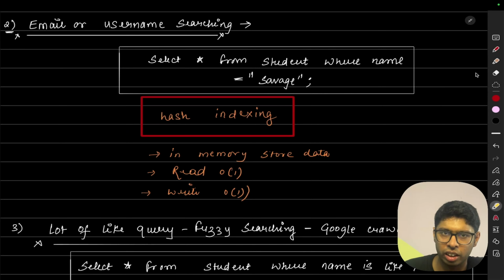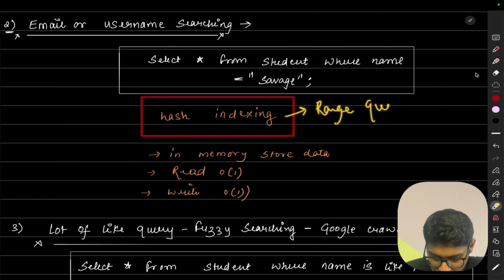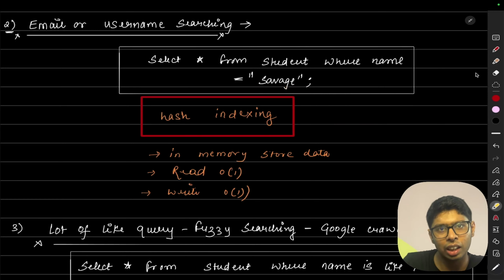The second problem with hash index is related to range queries. It works very well when there is something really specific, like searching for Savage or any keyword; it will give you a very fast result. But whenever you go for a range query, it is going to work very slow. I think you have understood this point as well.